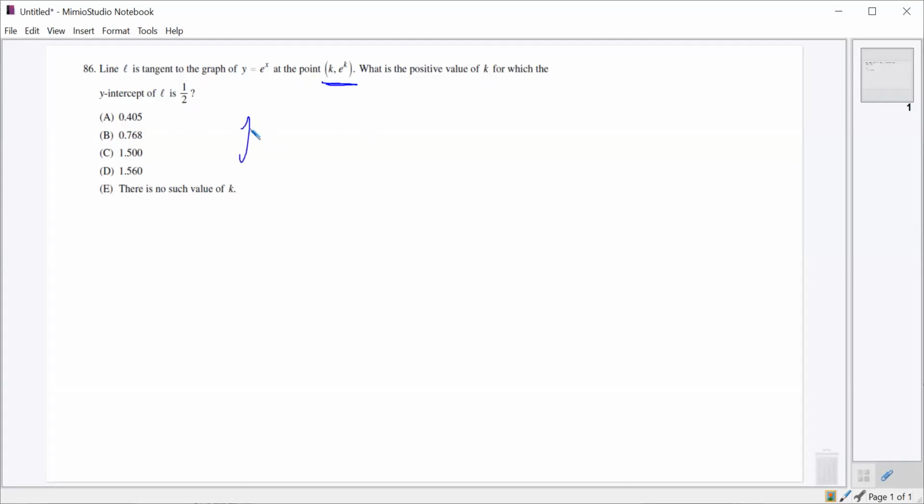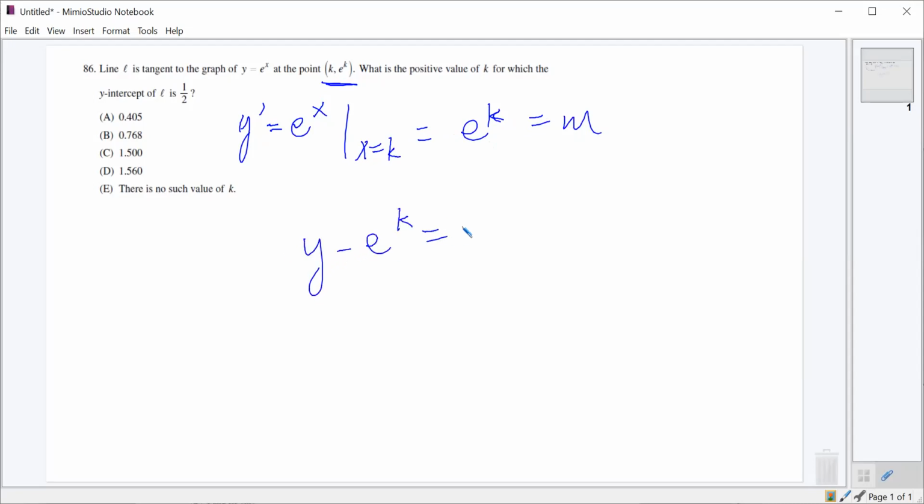Well, what's the slope? It's the derivative of our function, right? And if we're taking the derivative of our function, and then we are evaluating it at k, that should give us a slope of e to the k. So we have a point of k, comma e to the k, and we have a slope of e to the k. So we should write y minus e to the k equals slope e to the k times x minus k. Everybody good with that being the equation of the line tangent to e to the x at k, e to the k? Yeah. Okay. Wonderful.